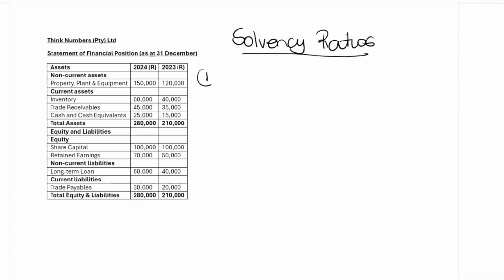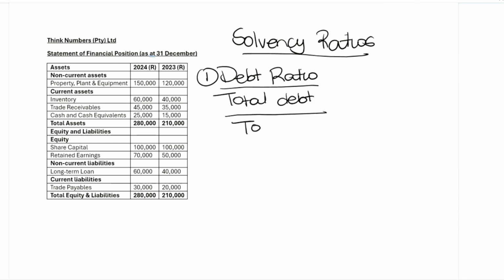So the first ratio we're going to look at under this category is our debt ratio. The formula for our debt ratio is total debt or liabilities divided by our total assets, and we're going to multiply this by 100. So our debt ratio is going to show us the percentage of assets that are financed by debt.